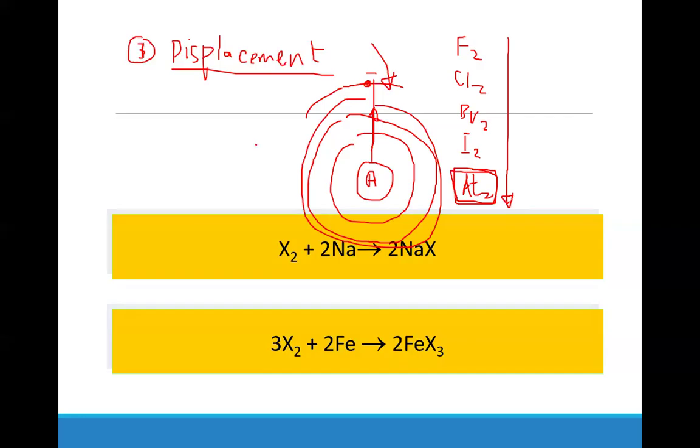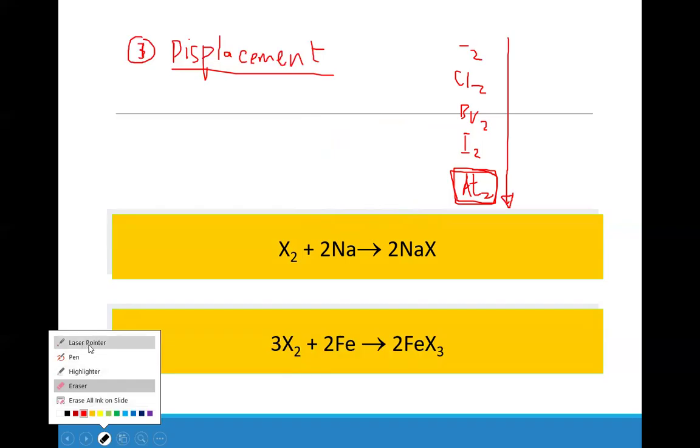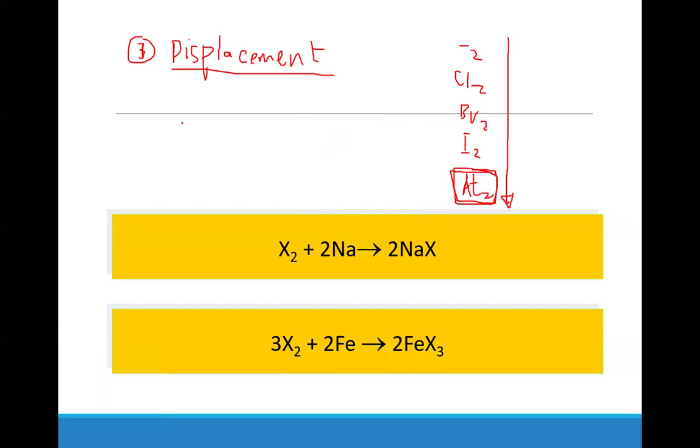So yeah, what happens is in the displacement reaction, moving back to the displacement reaction, ठीक है. यहाँ पर क्या होता है कि for example if you react sodium chloride, ठीक है, with, let's say if you react sodium chloride with fluorine, right?